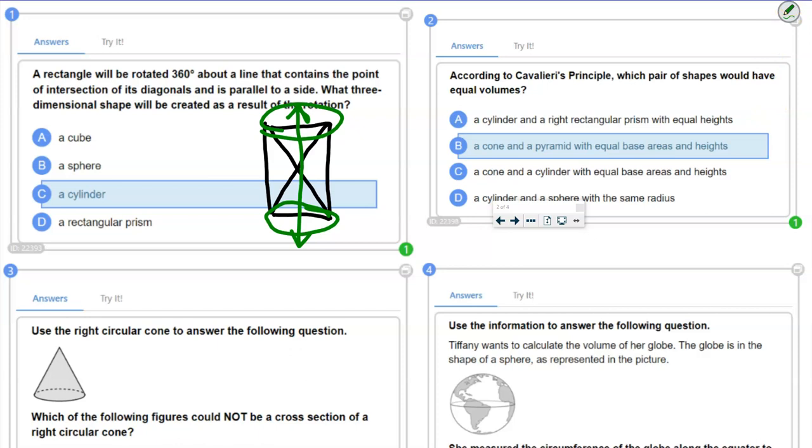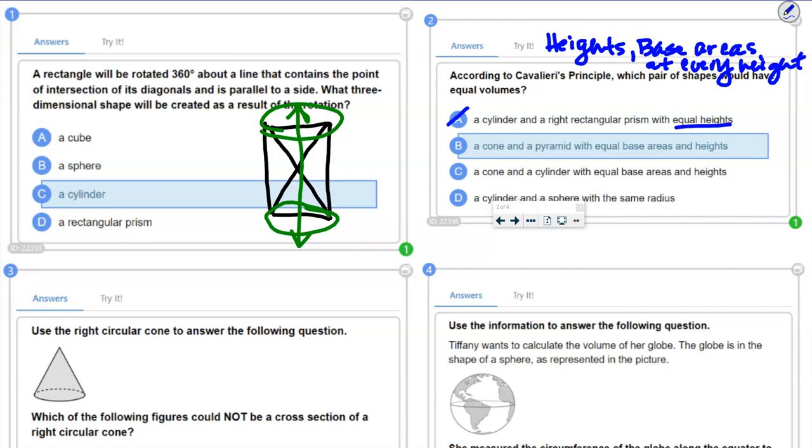So if you remember when we talked about Cavalieri's principle, there were two things. We needed to have the heights that were the same, and we needed to have base areas at every height. Okay, so let's see if we can figure out which one of these matches. So a cylinder and a right rectangle prism have equal heights. So it has equal heights, yes, but it did not have equal bases, so we're missing something there.